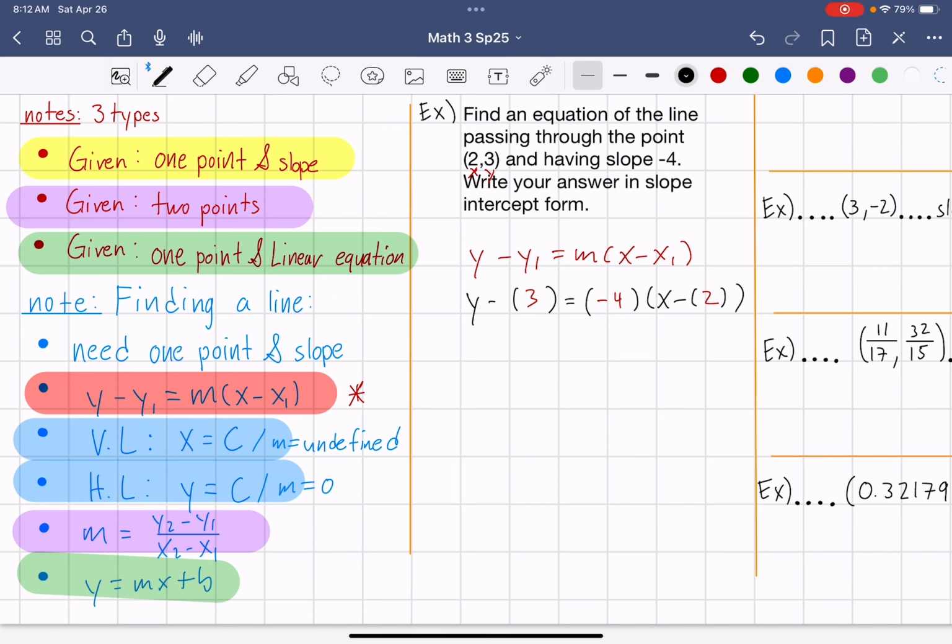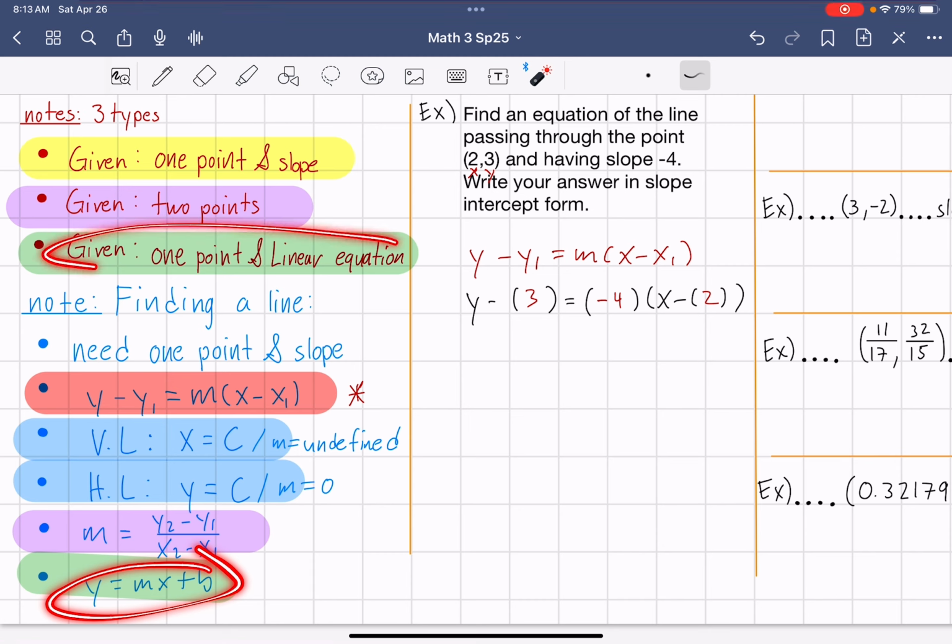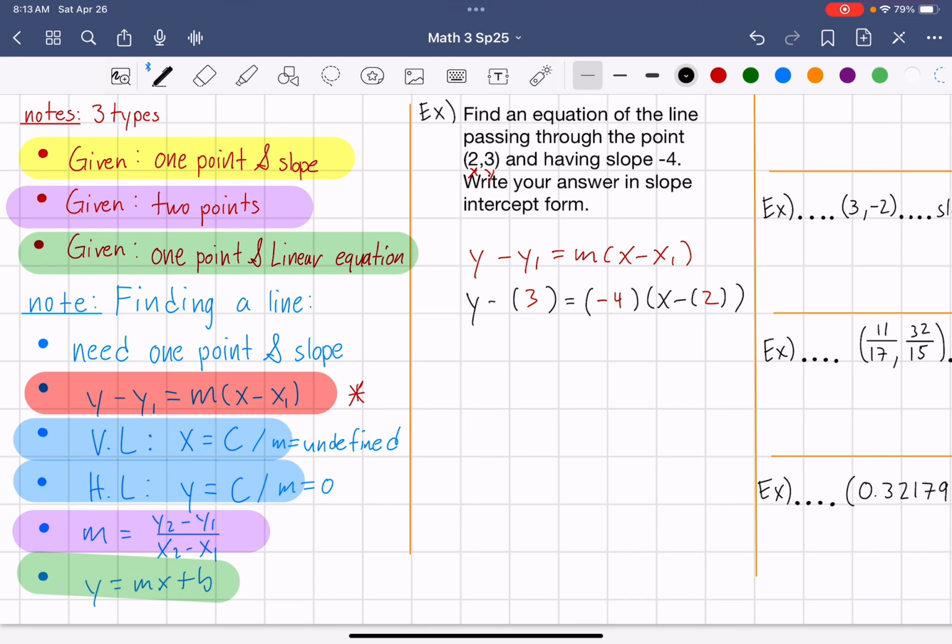And then I want to write it in slope-intercept form, which is y equals mx plus b. Again, I'm not doing that because I have this situation. I'm just doing it because it says here, write your answer in slope-intercept form. So y minus 3, and then I'm going to distribute this -4. So it's going to be -4x plus 8. I'm going to add 3 to both sides.